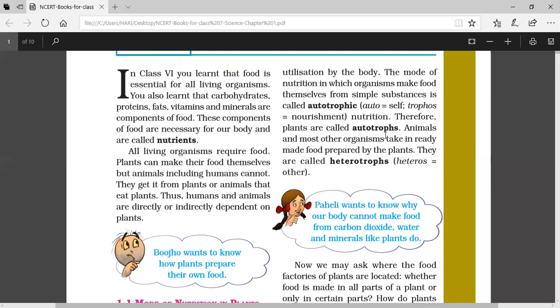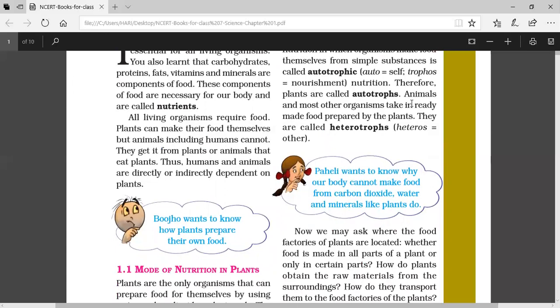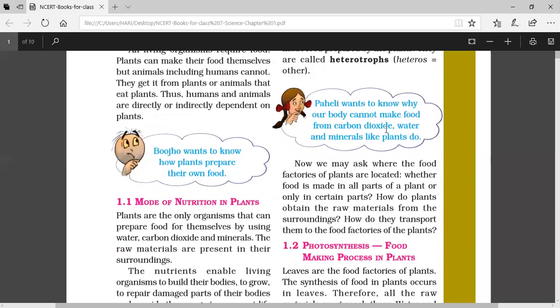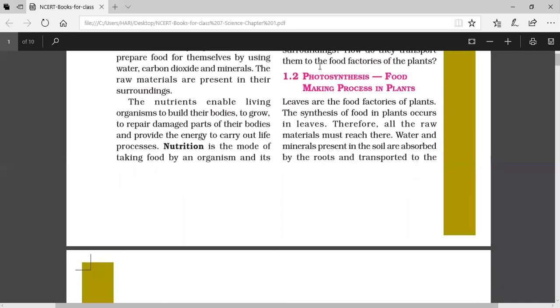Now, the mode of nutrition in which organisms depend on other organisms, mainly the green plants, for nutrition, is called heterotrophic. That means heterotrophs depend on the green plants for their nutrition. All animals, including human beings, are heterotrophs. Only green plants can prepare their own food. They prepare the food for the entire living world.